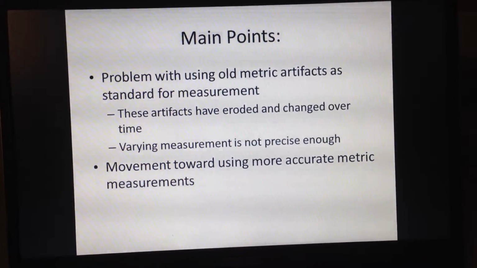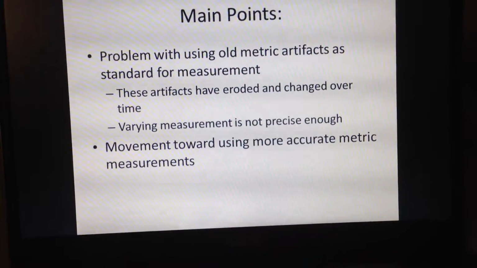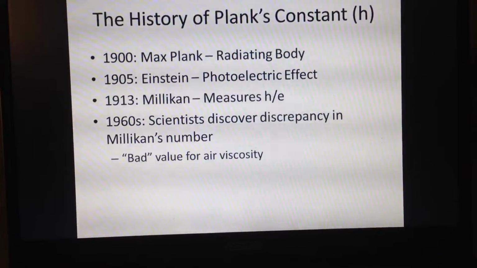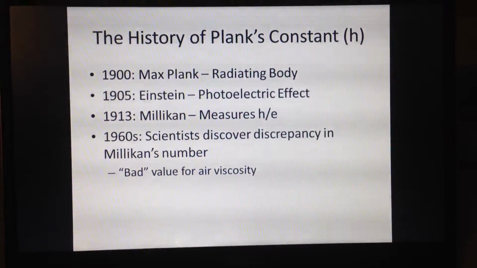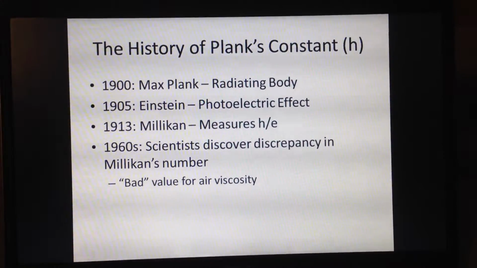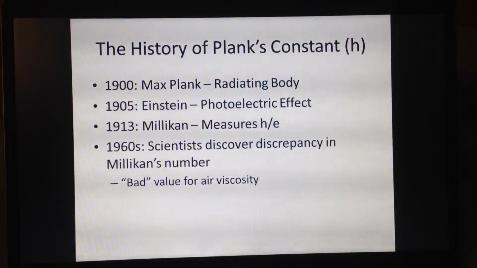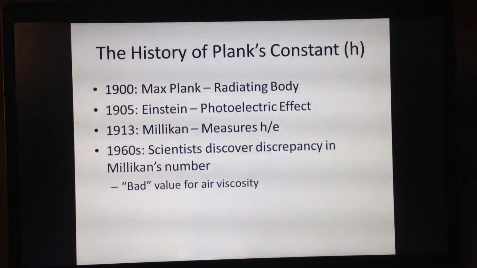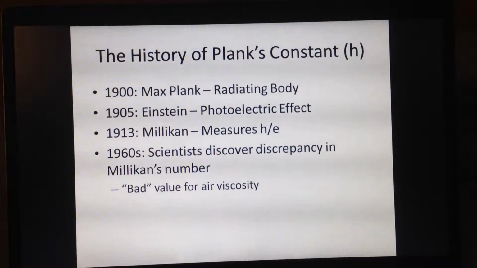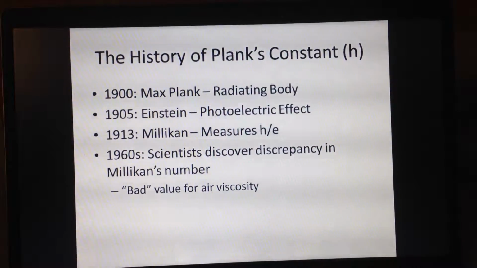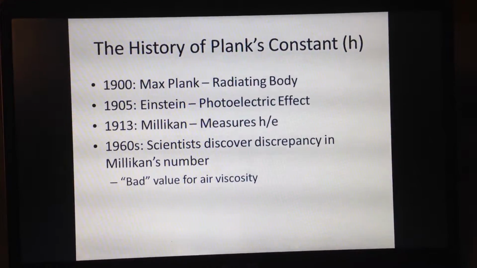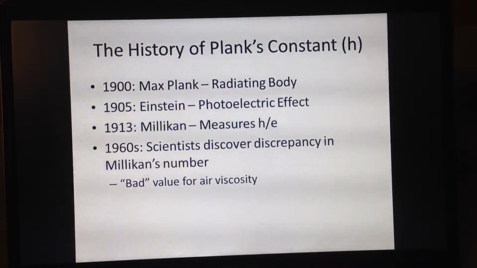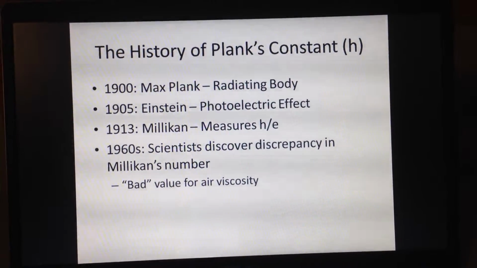So, one proposed way of redefining the kilogram is the use of the Planck constant. Over time, this value, h, has become increasingly more accurate. We begin in 1900 with Max Planck, who used the constant h to explain the spectrum of a radiating body at some temperature. Then, in 1905, we have Einstein, who used h to explain the photoelectric effect.